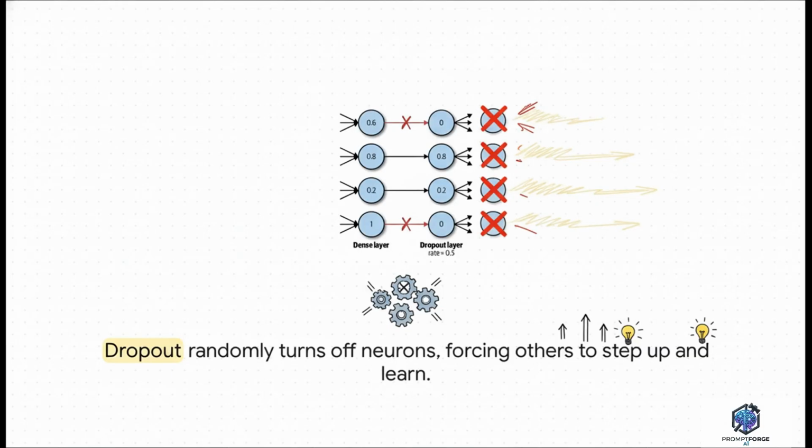Our second tool is even more interesting. It's called dropout. And here's the crazy idea. For every single step of training, we just randomly turn off a bunch of our neurons. Just zero them out. This forces the other neurons to pick up the slack and learn the same information, which builds redundancy. It stops the network from getting lazy and relying on just one specific neuron to do all the work. It makes the whole system tougher.